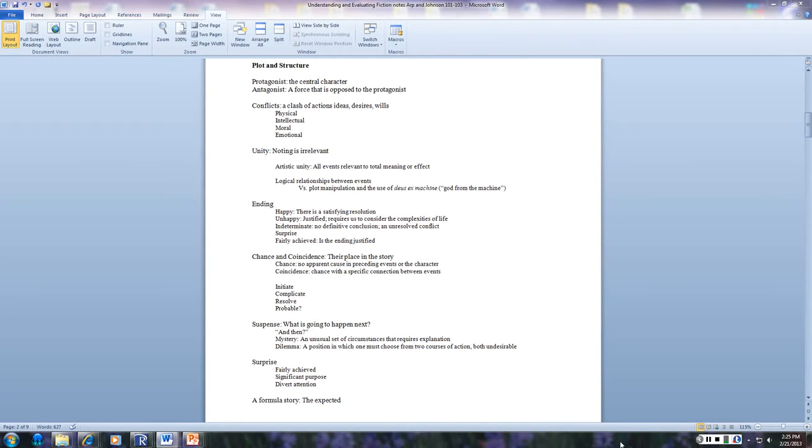Did the hero win the girl? Did the knight in shining armor come and rescue the maiden? Those would be formula stories, and the expected is what happens. So when we look at plot and structure, who are the characters? What are the conflicts? Is everything relevant to the whole? Can anything be taken out and the story still be the same?